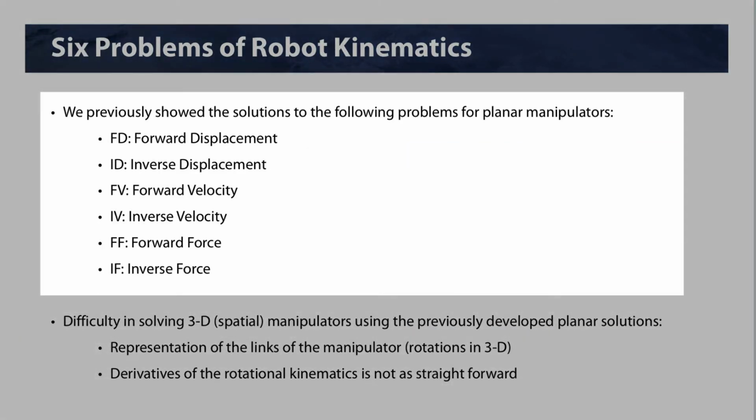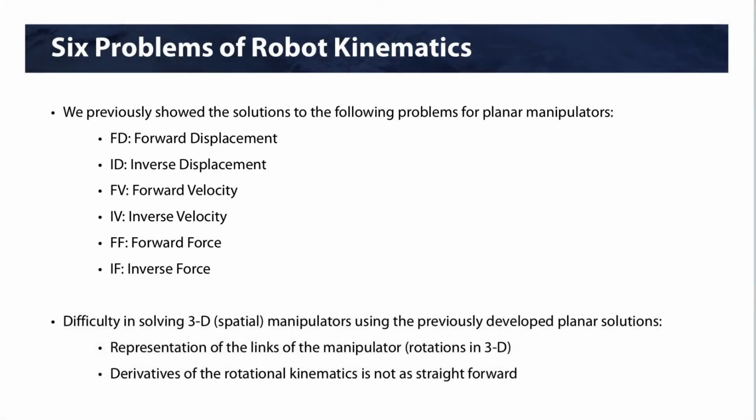In previous videos, we looked at the 6 problems of robot kinematics, and we found the solutions to those 6 problems for the planar case. However, we're interested in spatial robots as well. These are robots that operate in 3D space, so there are translations along the X, Y, and Z axes, as well as rotations about the X, Y, and Z axes. So full spatial motion is 6 degrees of freedom.